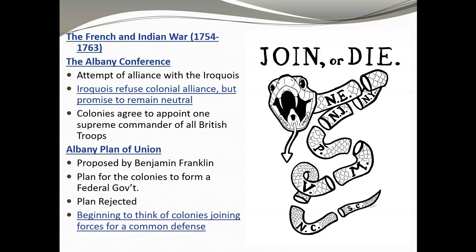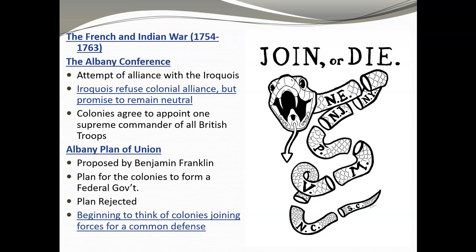The idea of the Albany Conference was twofold. Number one, they wanted to attempt to align with the Iroquois Indians, who we talked about very early in this class in Unit 1, one of the larger Native American groups in New York and that area. The Iroquois refused the colonial alliance, but they do promise that they will remain neutral, which at least in some ways helped the colonists to know that they weren't going to have to fight those Native Americans.